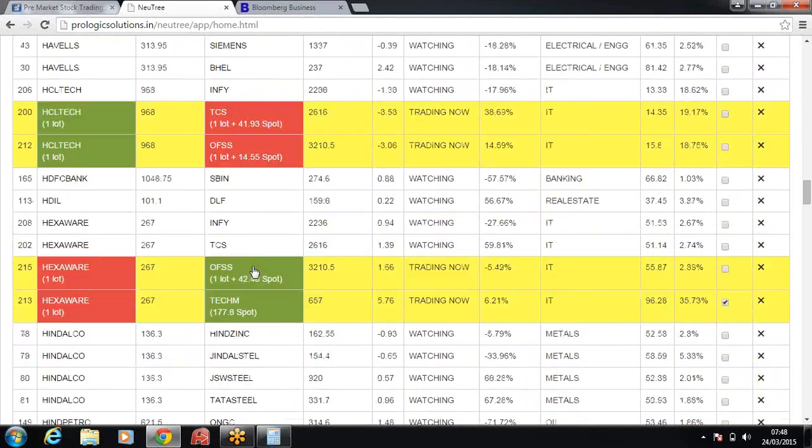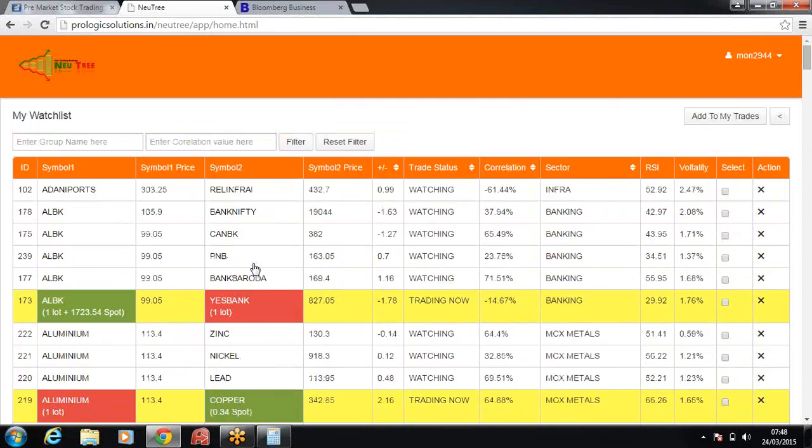So let's check what the positions will be after the market opens, and then we'll post the video again with the latest profit and loss percentages.